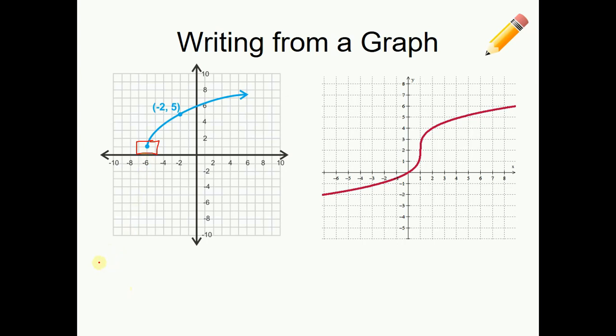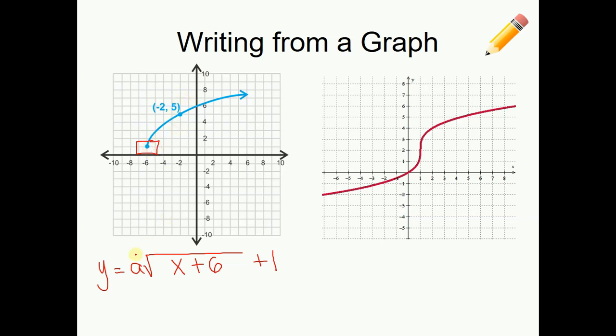So I'm going to have y equals, we don't know the stretch or compression of this one, but I do know it is a square root, and we moved left 6, up 1. So inside it would be x plus 6 to get to that dot, and then plus 1 on the outside because I went up 1 to get to that dot. Normally that was the dot that was at 0, 0, right?